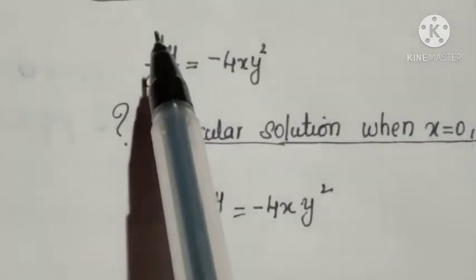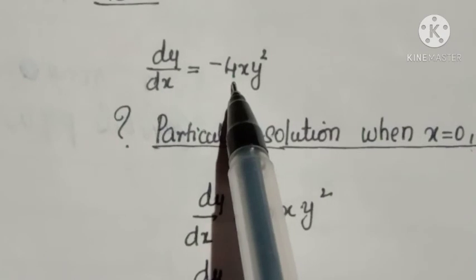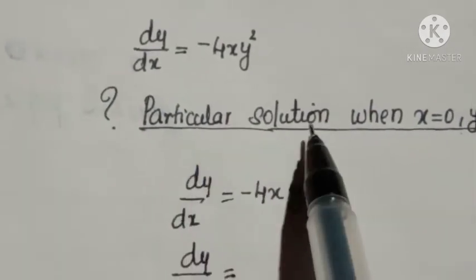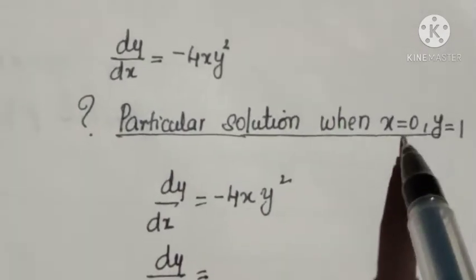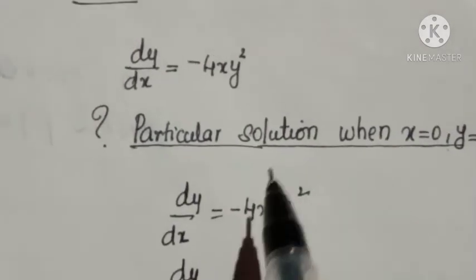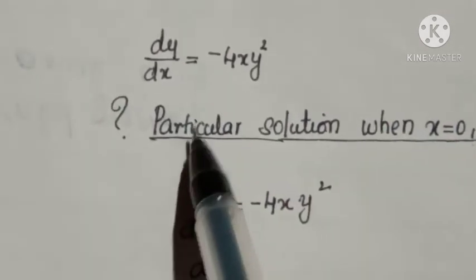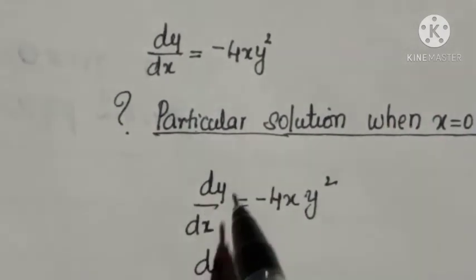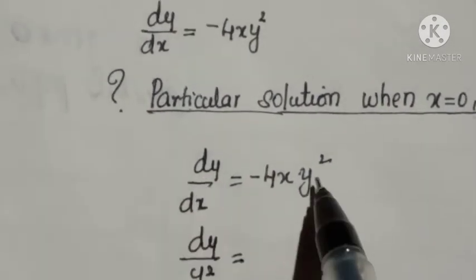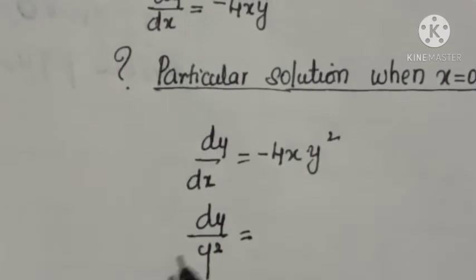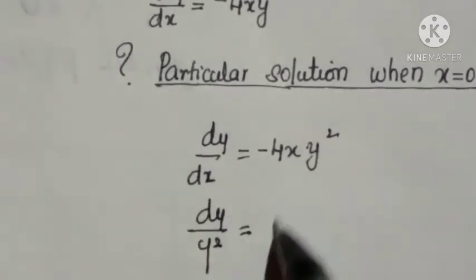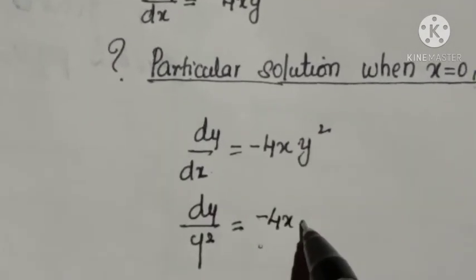Okay. Another question. dy by dx equal to minus 4xy square. Find the particular solution when x equal to 0, y equal to 1. To obtain the particular solution, first we need to find its general solution. So we are going to separate the variables. Take this y square to the left side and dx to the right side.